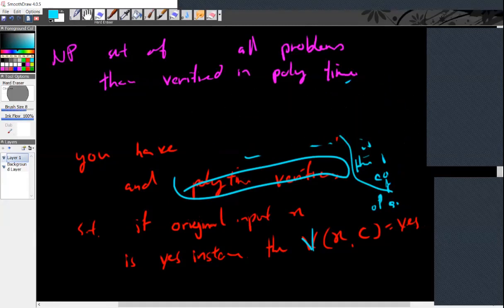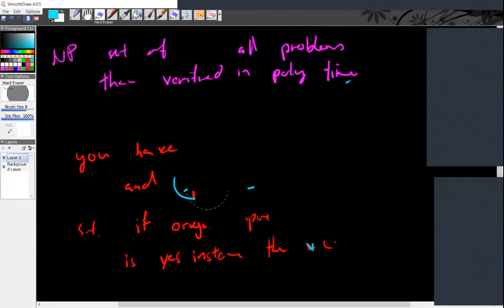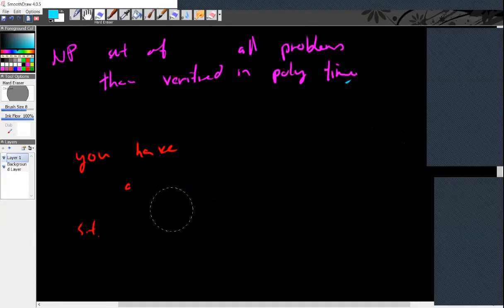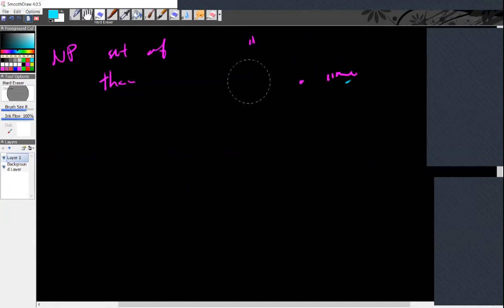Okay, one last thing before we go. There's a small concern when I say polynomial time. In case you have to go, because I actually have overshot.